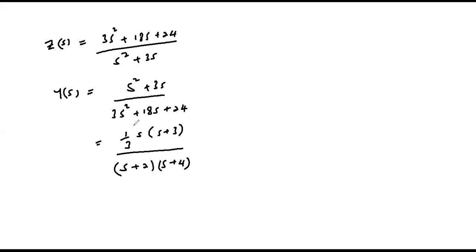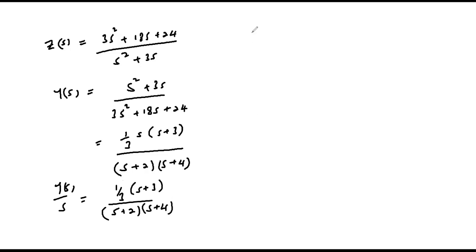If we take the factors of the denominator, we factor out 3, which will give us a third, and then S plus 2 and S plus 4 become the factors. Next, we proceed to write Y of S over S, which will be a third into S plus 3 over S plus 2 into S plus 4.